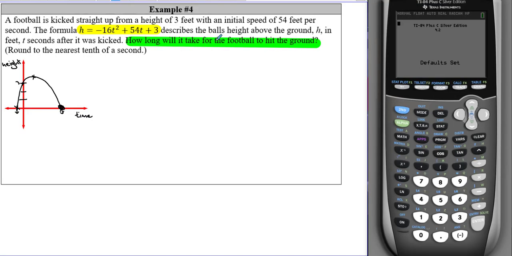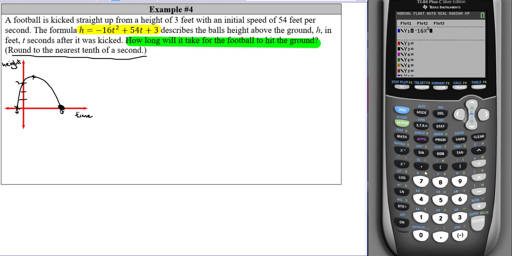As you can probably tell, since I got the calculator up, that unfortunately, my friends, we cannot factor this. So we are going to turn to our calculator. This probably should have given it away, the instructions in there saying round to the nearest tenth of a second. Alright, so let's go ahead and enter this in. Boom, negative 16x squared plus 54x plus 3. And then let's just hit graph.